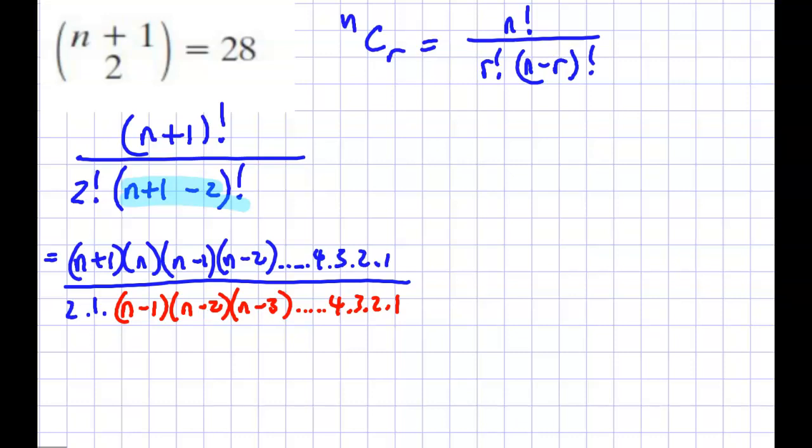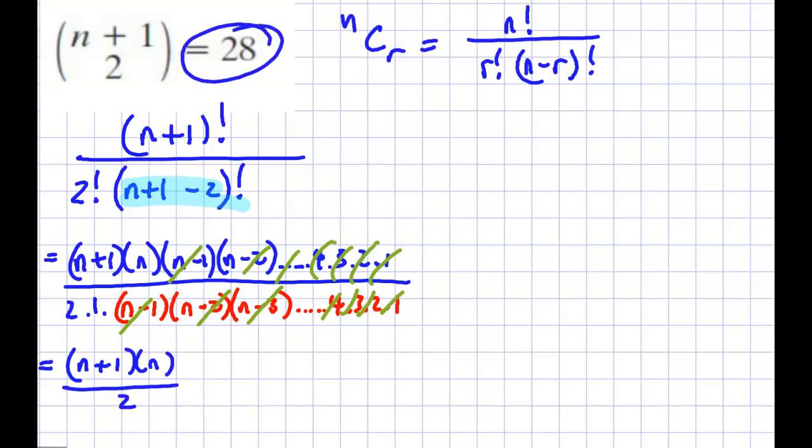So we have some factors on the top and the bottom that are common and therefore can be cancelled each other out. So the 1, the 2, and the 3, and the 4, and the 5, and the 6, and the 7, all the way up to n minus 3, n minus 2, n minus 1. All of those are cancelling each other out. And what we're left with, to simplify this, is n plus 1 multiplied by n, and that's all divided by 2. So going back to the original question, it's got to equal 28. So we can now solve that as a question.